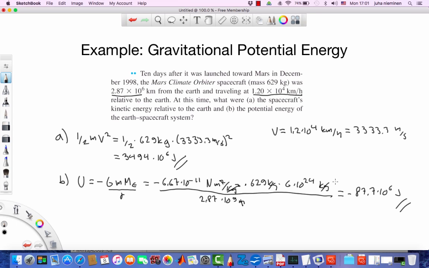Now, if we compare these two numbers, we see that it has more kinetic energy than the negative potential energy, or in other words, it is able to completely nullify the gravitational potential energy of the Earth. That will happen later in the orbit, as it goes further away. But the key thing here is that the total energy, let's call it E, that is kinetic plus potential, is larger than 0, which means the spacecraft is not bound to the gravitational pull of the Earth anymore. And that is, of course, what we expect from a spacecraft that is on its way to Mars and is mainly under the influence of gravitational pull from the Sun.